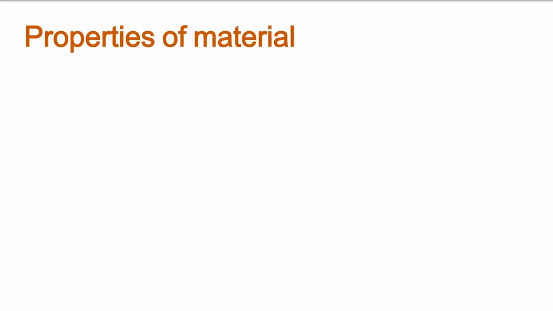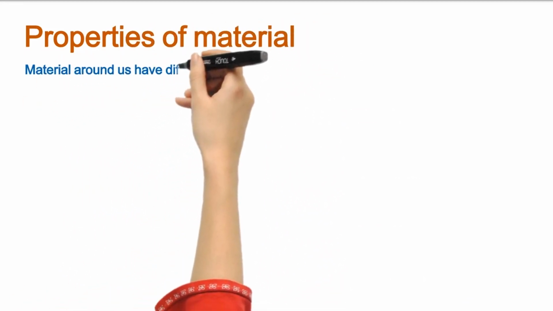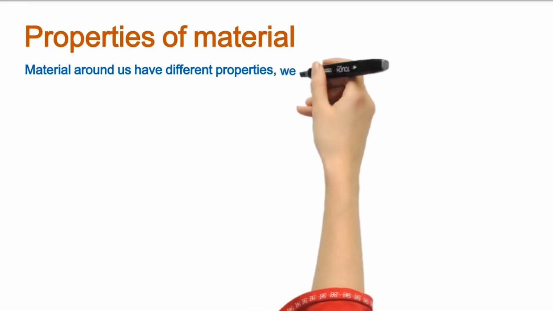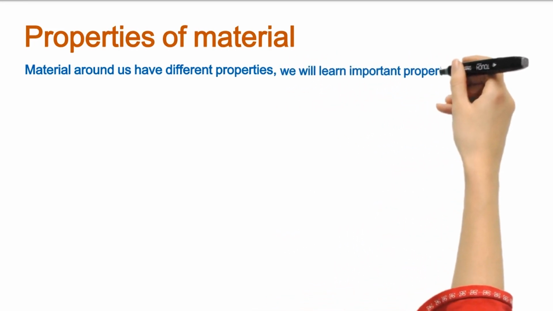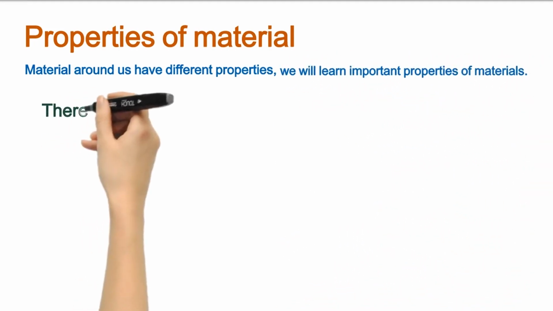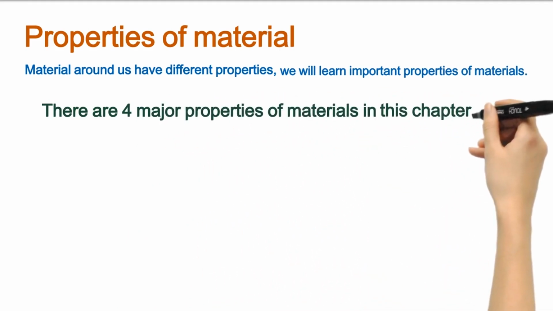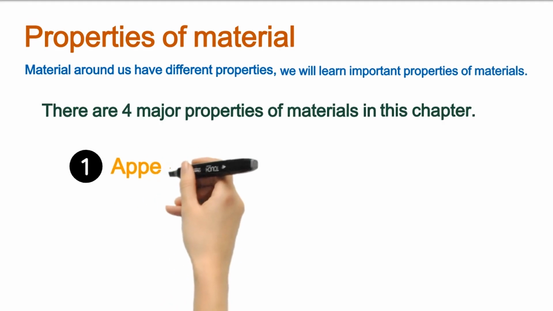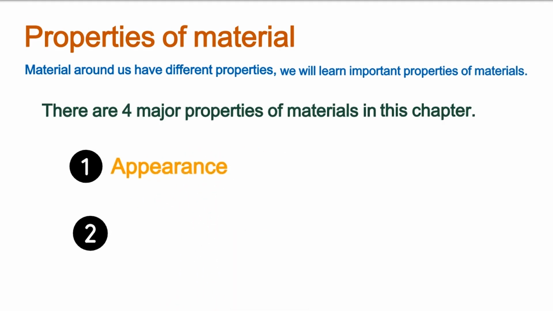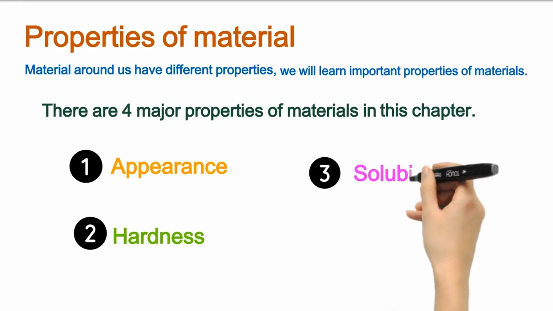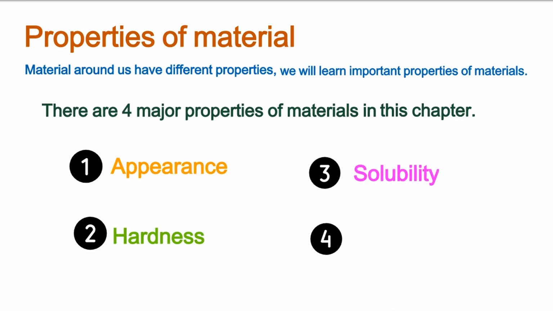Now, in properties of material, we have observed that materials around us have different properties, and we will learn important properties of materials. There are four major properties of material described in this chapter. Number 1, appearance. Number 2, hardness. Number 3, solubility. Number 4, transparency. We will learn each property one by one.